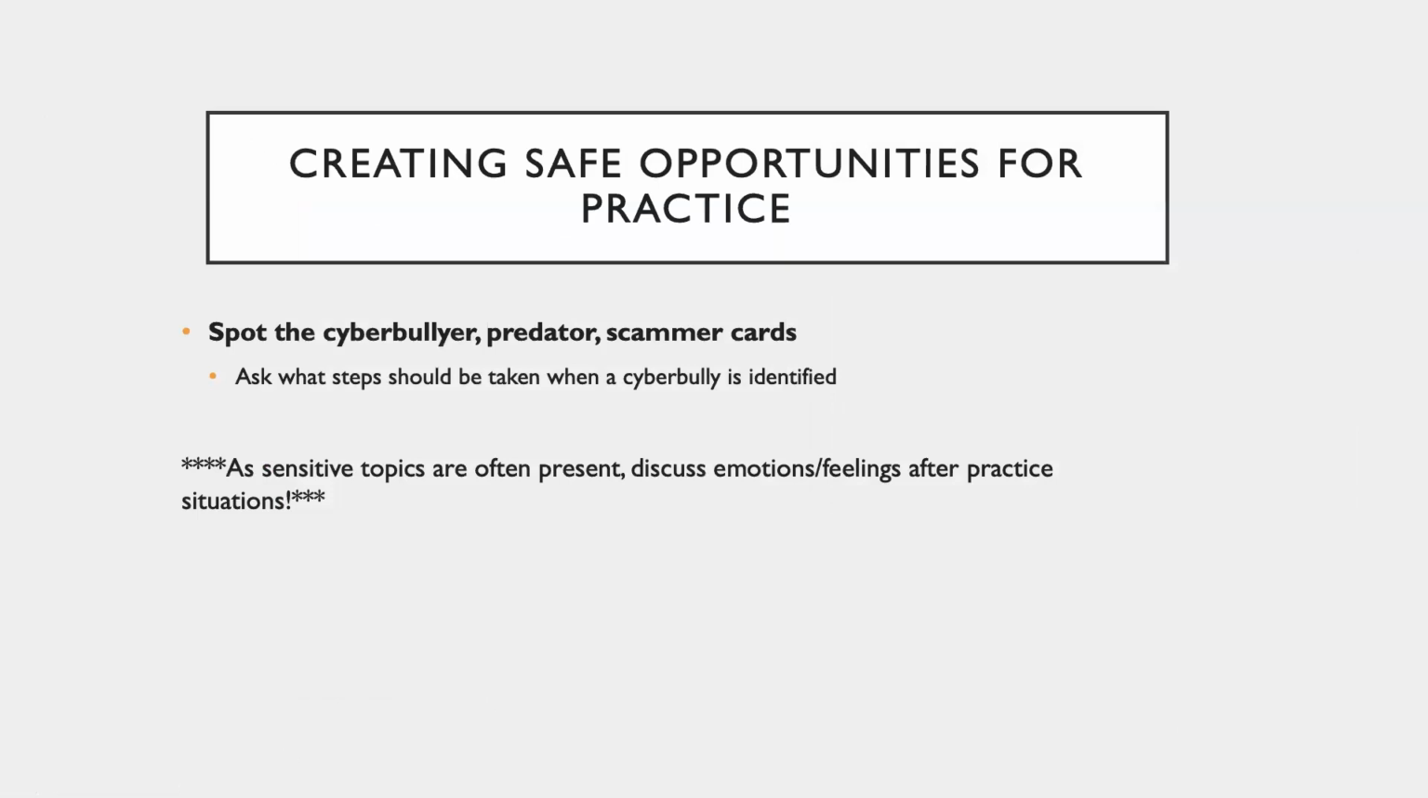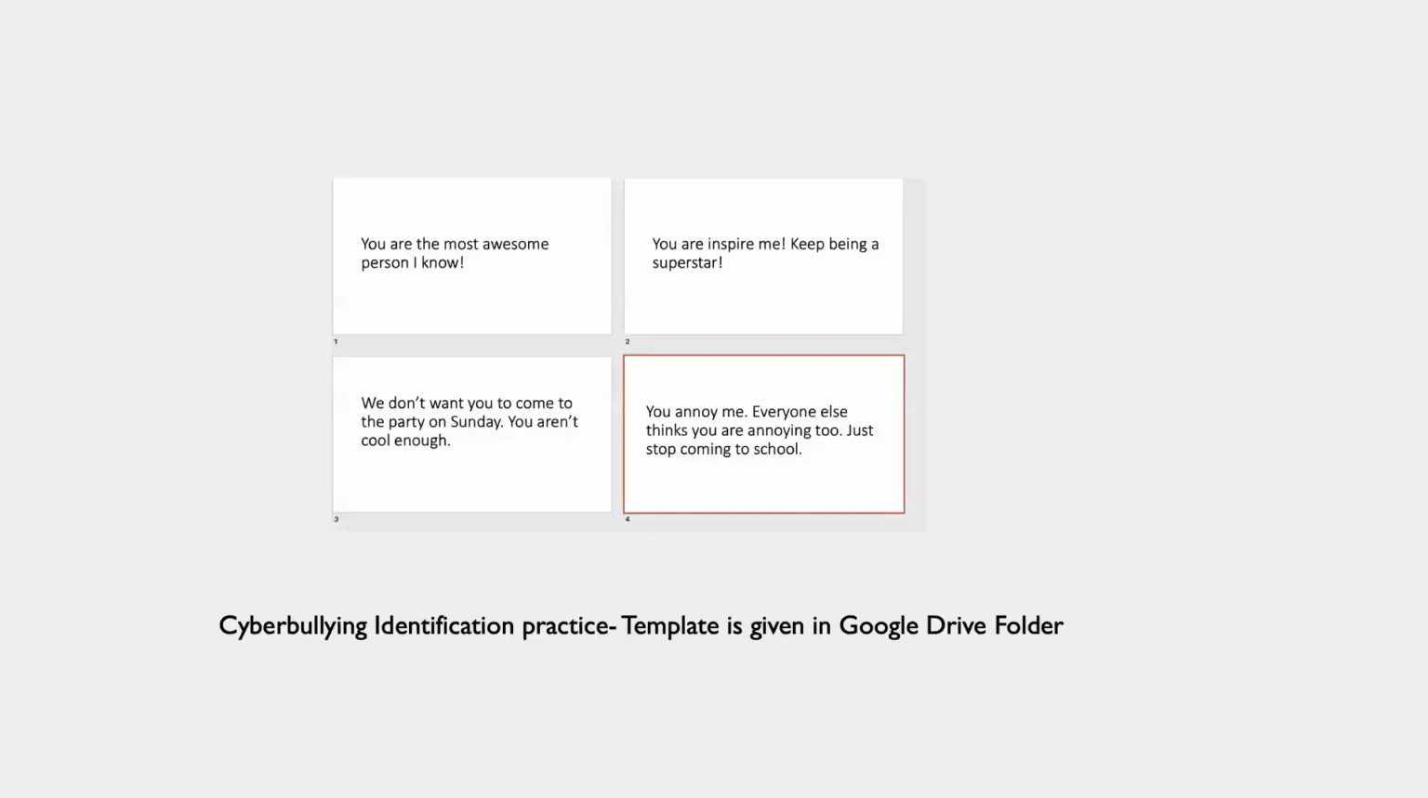All right. The other strategy is creating safe opportunities to practice. In your Google folder, there is a template, the PowerPoint templates that are in the chat. The templates there are to make your own safe place to practice messages. So on these, I'll show you an example. They look like this. Each slide is a different message.